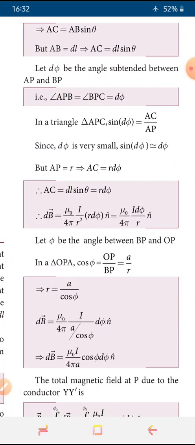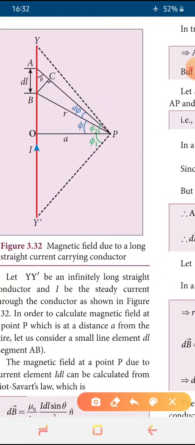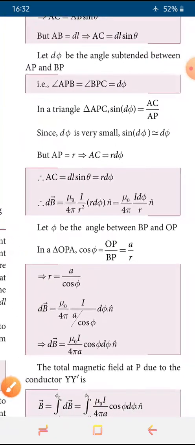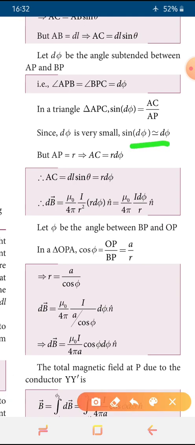Then we are using the triangle APC. So where is APC? Once more I am saying this is not B, this is A. So we are taking the APC triangle, this triangle. This is B. Okay, are you clear? Yes, good children. So using the triangle A, P and C, we write the formula sin d phi is equal to opposite by hypotenuse, AC by AP. And since the angle d phi is very small, we can write sin d phi as d phi. Many times we did this in 11th. When the angle is very small, sin d phi can be written as d phi.